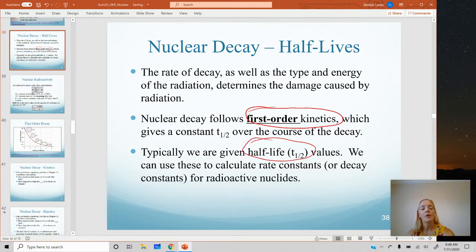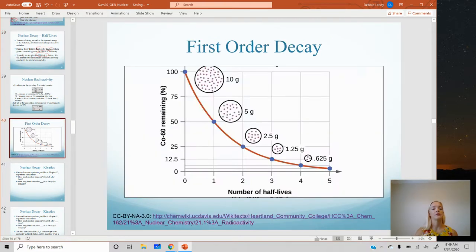What's very common, of course, with nuclear particles is that we often know the half-life of an isotope. So we're frequently given half-lives, and then from there we can calculate rate constants. I'm actually going to jump slides here. Sorry, just to remind you what half-life means. Remember, half-life is measuring the length of time that it takes for half of a substance to decay.